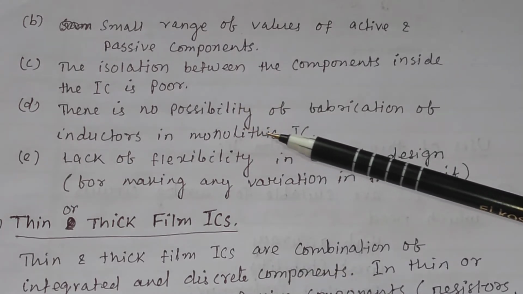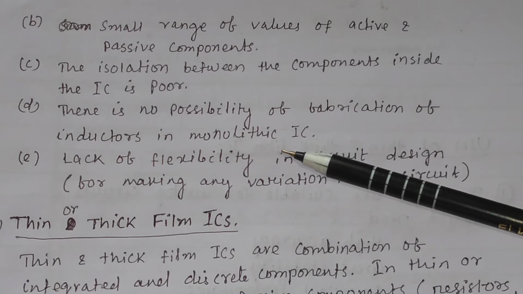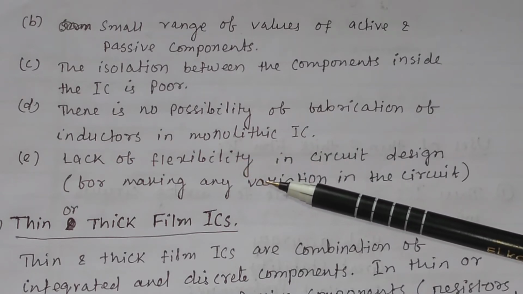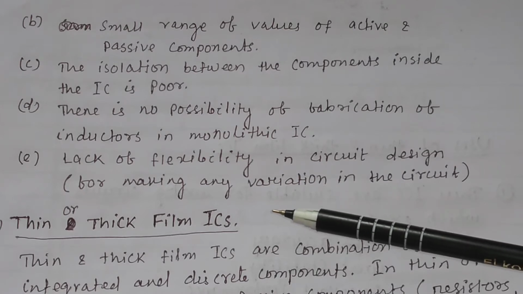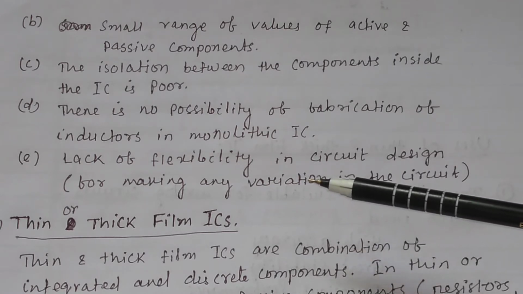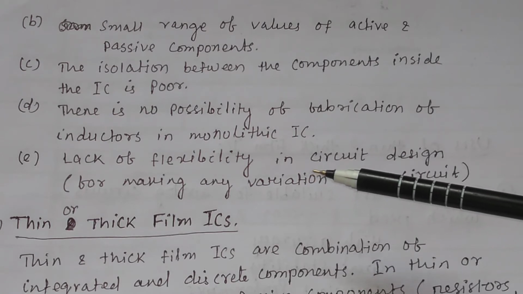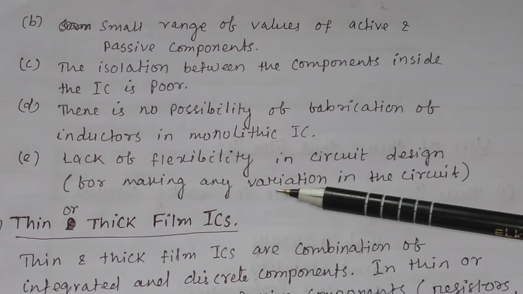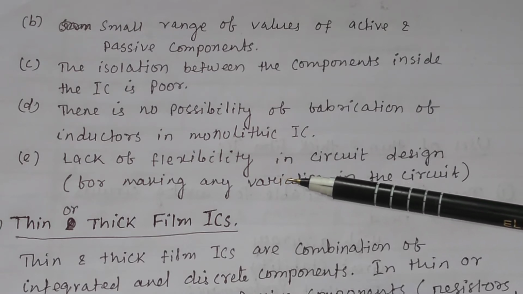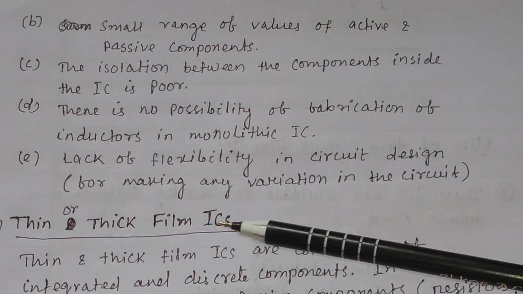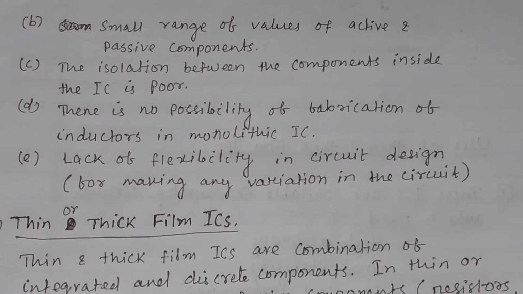Number four, there is no possibility of fabrication of inductors in monolithic IC. And number five, the lack of flexibility in circuit design. For making any variation in the circuit of monolithic IC, it is very difficult to change the circuit. That means there is no flexibility in the circuit design. Next, we will discuss thin and thick film ICs.